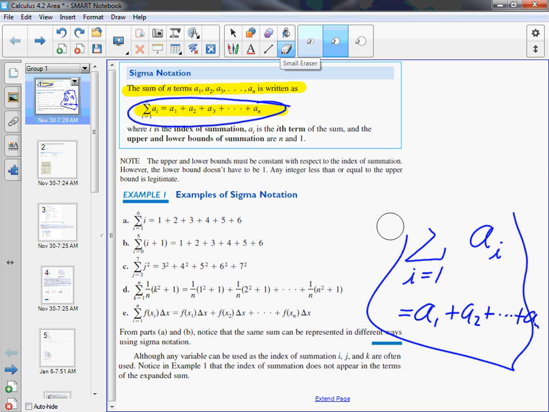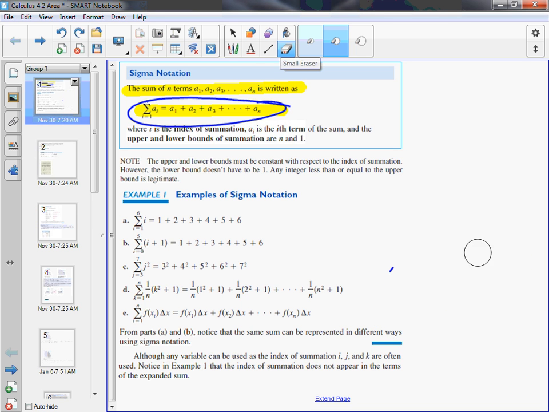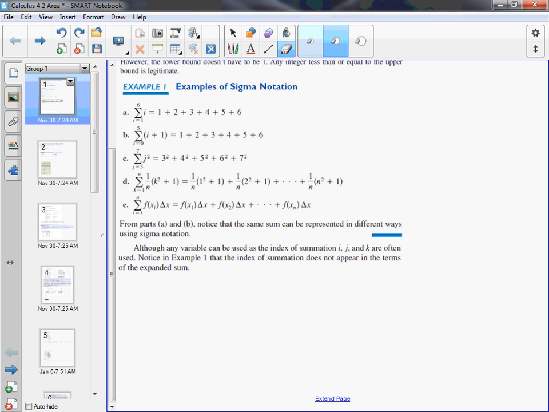Now look at example 1 from your book, because I couldn't do it any better. So I'm doing example 1 from the book. All right, in A, we have the sum from I equals 1 to 6 of I. So I is the index of summation. 1 is the lower bound of summation. 1's where we start counting. 6 is the upper bound of summation. 6 is where we stop counting.